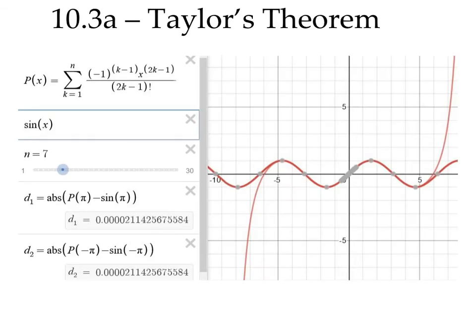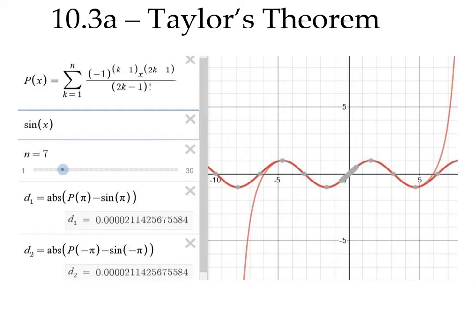This is the Desmos share. You can look at it if you want, and play around with the slider yourself. But notice if n is 7, d1 and d2 are both 0.00002, which is definitely less than 0.0001. On the other hand, if I set n back to 6, it's too large. So this is the solution to this question.